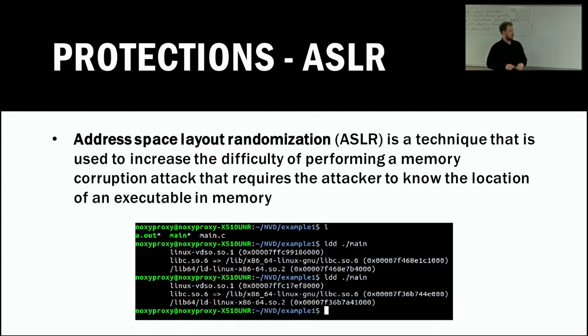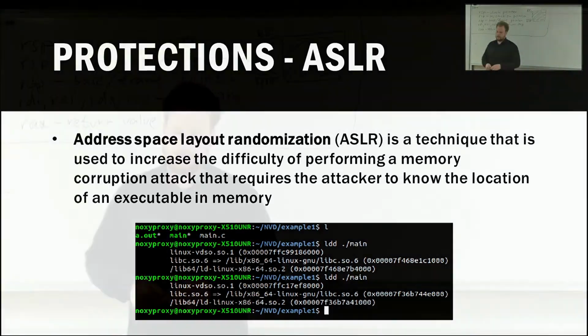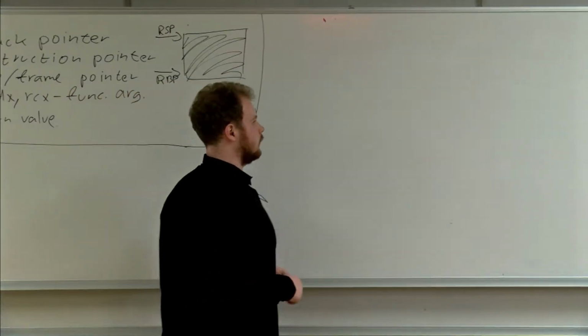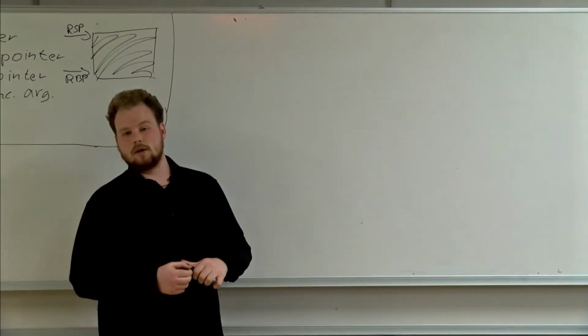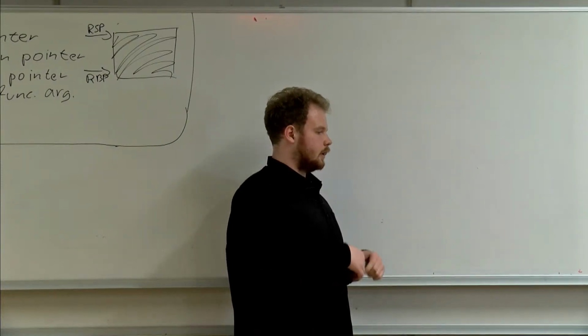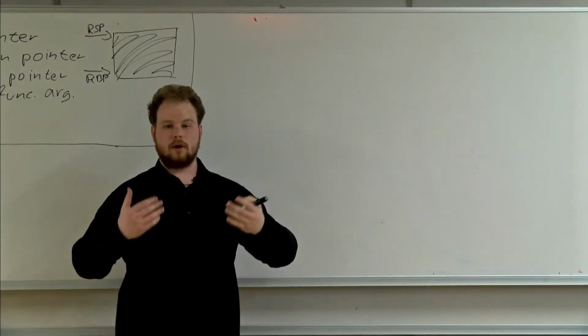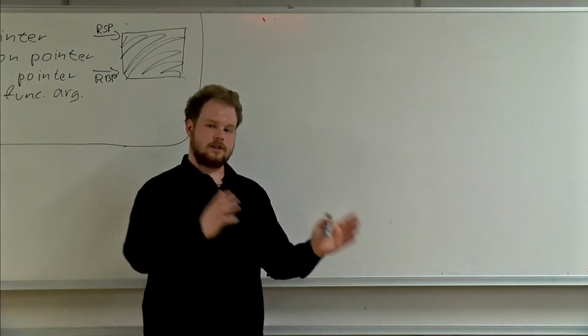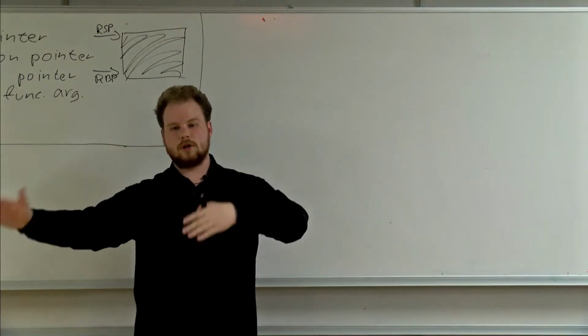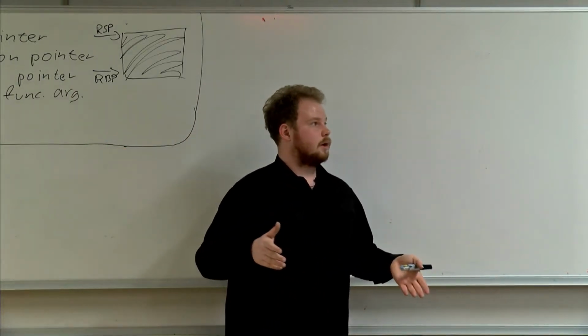So address space layout randomization is a technique used to increase the difficulty of performing a memory corruption attack that requires an attacker to know the location of the executable in memory. To put it simply, it just randomizes the addresses used inside the binary. Whenever a new program is loaded into memory to be executed, addresses like where the stack, the heap, and the code are, are all randomized.